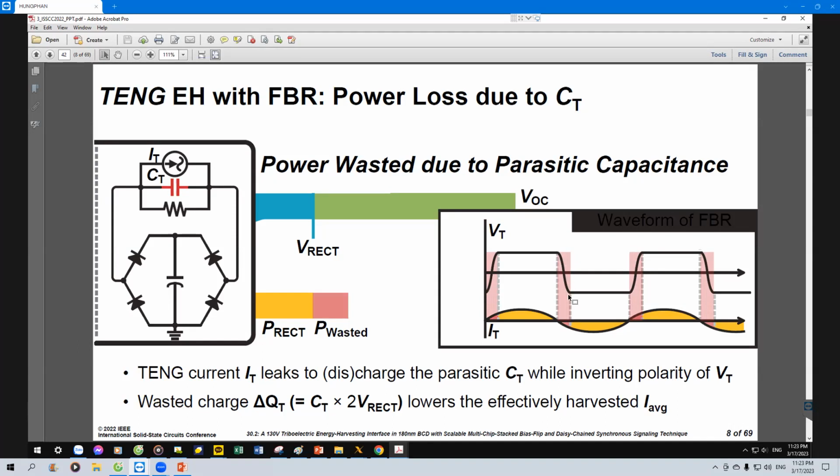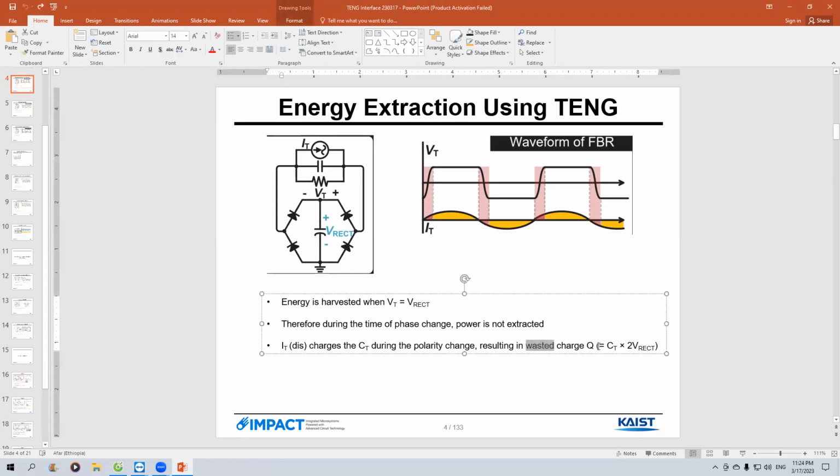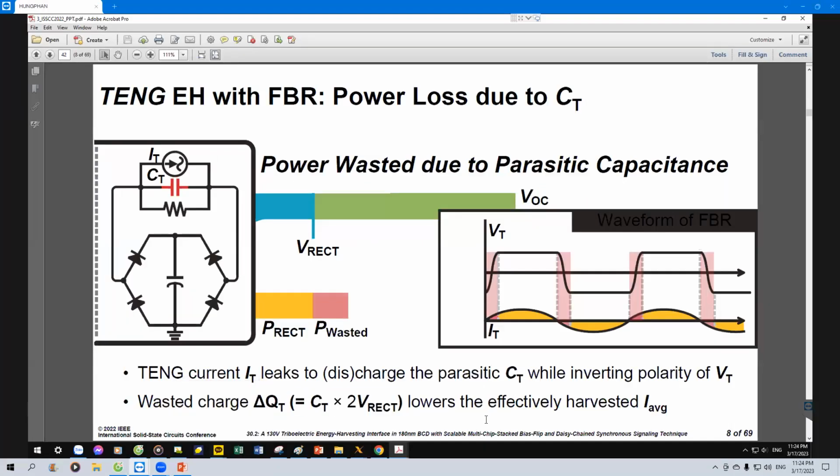Transition. Yeah, I'm also talking about the transition period in the slide as well. Like I'm talking about when energy is wasted during the polarity change. Yeah, here, during the transition. Mhm. During the polarity change.